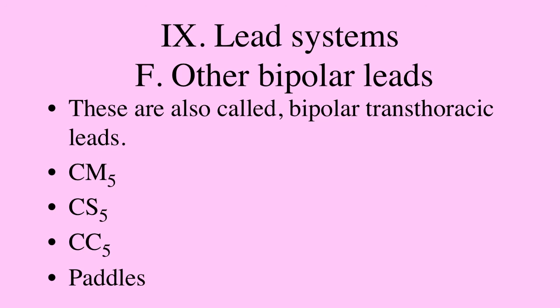Or you can take EKG paddles. There are 2 of them, the negative one somewhere up around the manubrium, the other one somewhere around V5, and that can give you a rhythm strip too, and that would be considered a bipolar lead too. So these are other options outside of the 12-lead EKG that can be used.